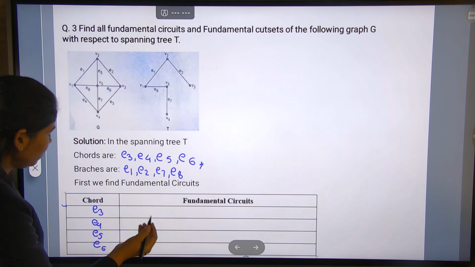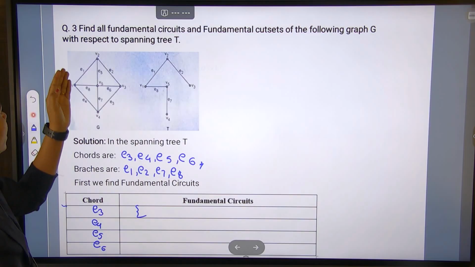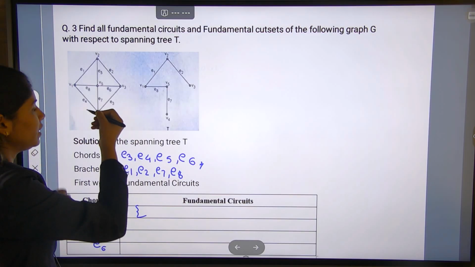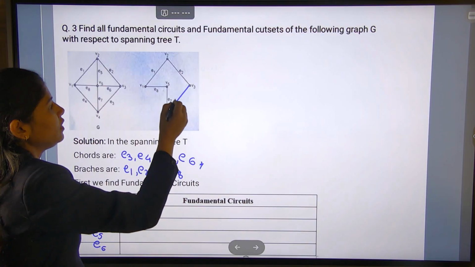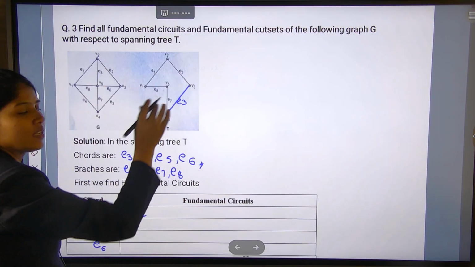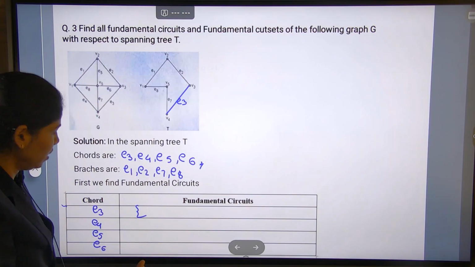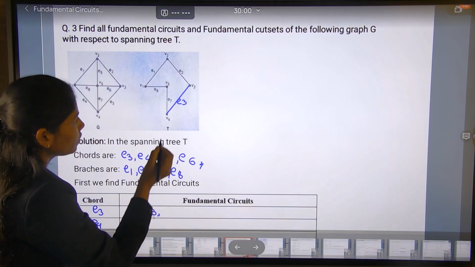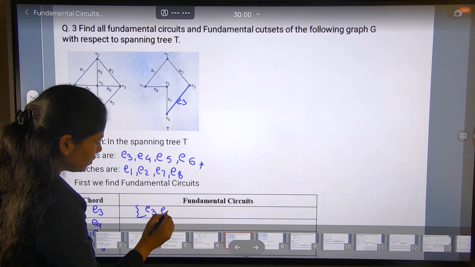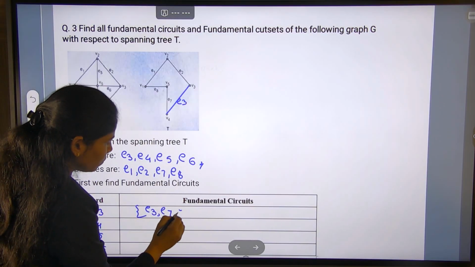Then write down the fundamental circuit for each chord. Check E3. E3 is the edge between V3 and V4. Join this edge. We get a cycle. So write down all the edges from that cycle: E3, then E7, E8, E1 and E2.